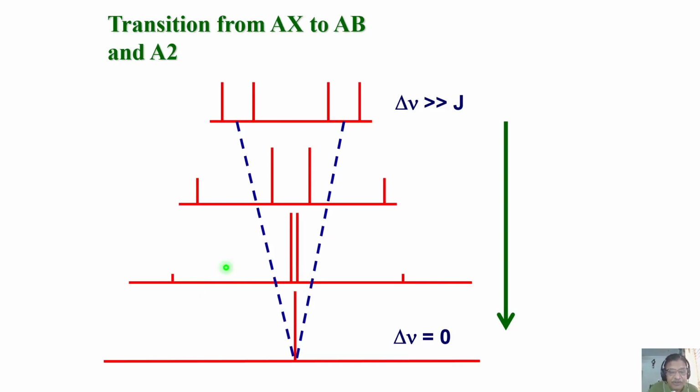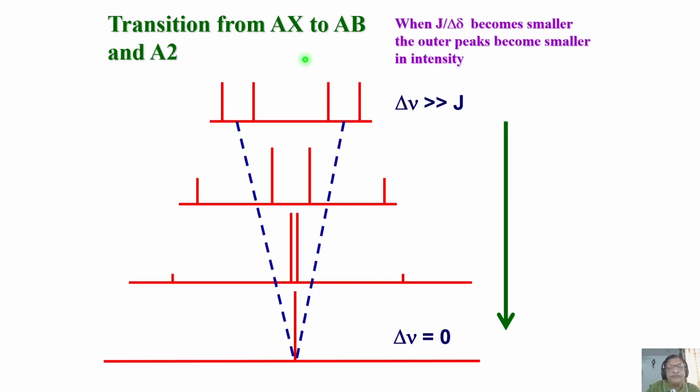And you will come to a situation when the chemical shift difference between two coupled spins is exactly zero. There is no difference at all. The equivalent spins overlap in chemical shift, and the J coupling is not reflected in the spectrum. Then you get a single transition. So you can see the transition from AX to AB and to A2.